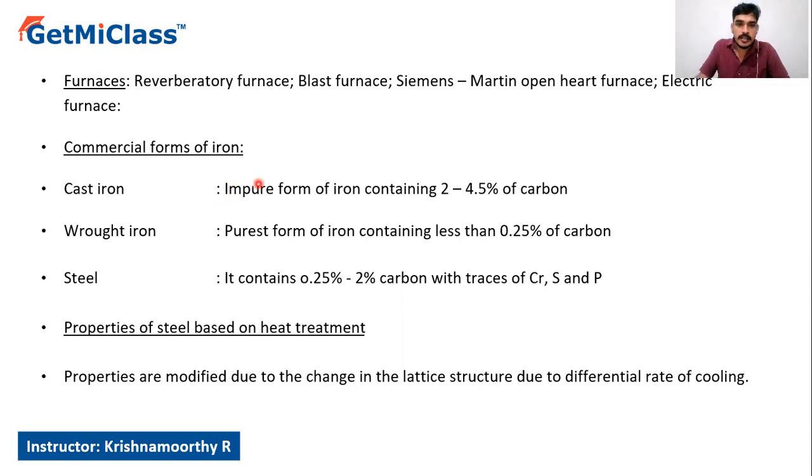a reducing agent. And at very high temperature, calcium carbonate decomposes into calcium oxide, and that calcium oxide reacts with the silica impurity available within the hematite ore. It gives calcium silicate and settles in liquid form just above the molten iron at the bottom of the blast furnace. So different types of iron are possible from the blast furnace.